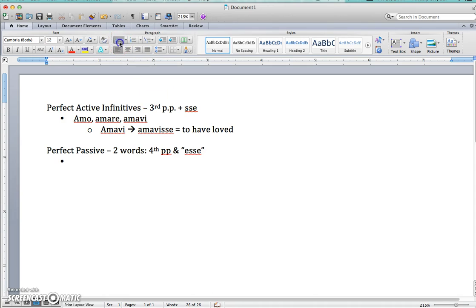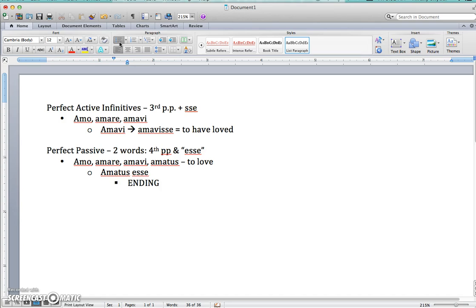Now let's go back to Old Faithful here. We've got amo, amare, amavi, amatus, and that's "to love." And of course, definitions are always given in the present active infinitive. So when we do this, we want to take the fourth principal part, amatus, and we just add the word esse. That's it. But I do need to give you another bit of information. The ending on the fourth principal part could change. You have 3 choices: us, a, and um. You want to match that to the subject.